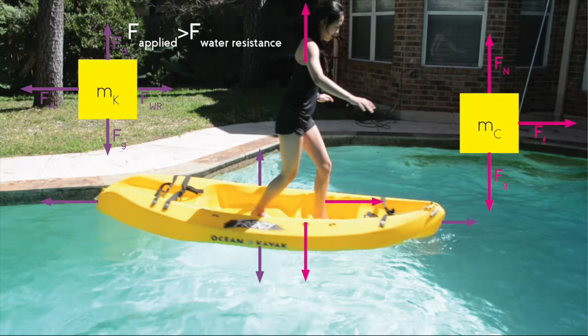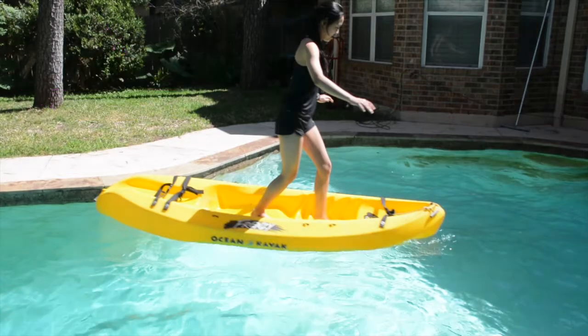Now if we look closer at the forces acting on the kayak, we see that the water resists the movement of the kayak backwards. So we can think of this as the friction between the water and the kayak. However, because the net movement of the kayak is negative, so the kayak moves backwards, this means that the force that pushes the kayak backwards, or the force that Carolyn's foot applies to the kayak, must be greater than the force of the water resistance on the kayak.